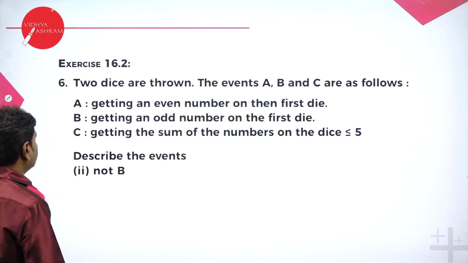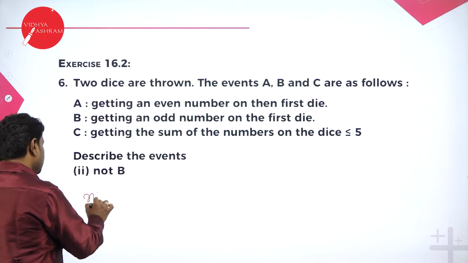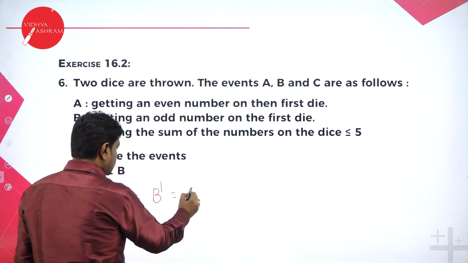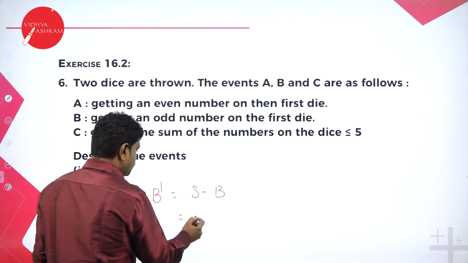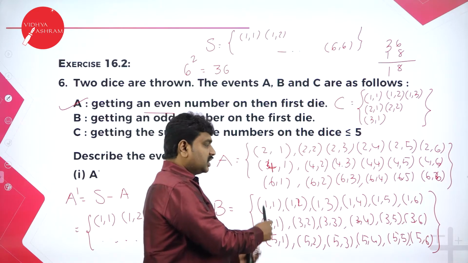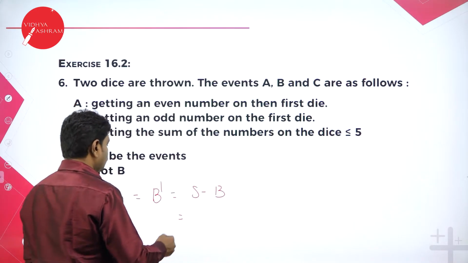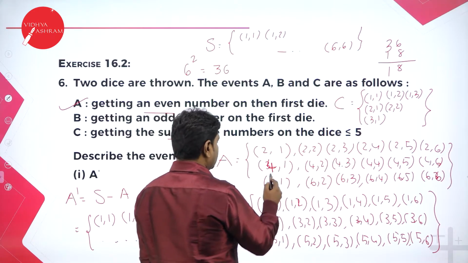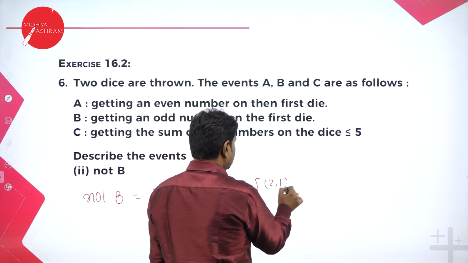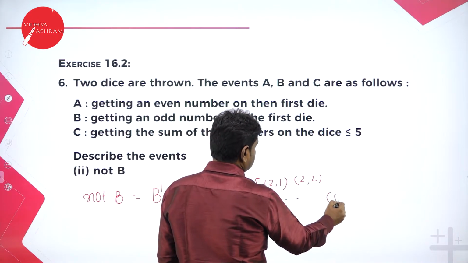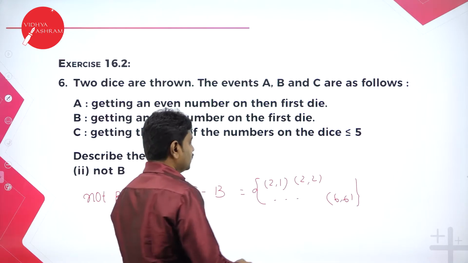Then they want not B. Not B, dear students, not B means what? B dash. B dash means what? S minus B. In the sample space, if you remove B, first number should be odd number. If you remove that, you'll get first number even number, you will get A. So output will definitely be this A. Means what? 2, 1, 2, 2, till what? 6, 6. 5, 6.